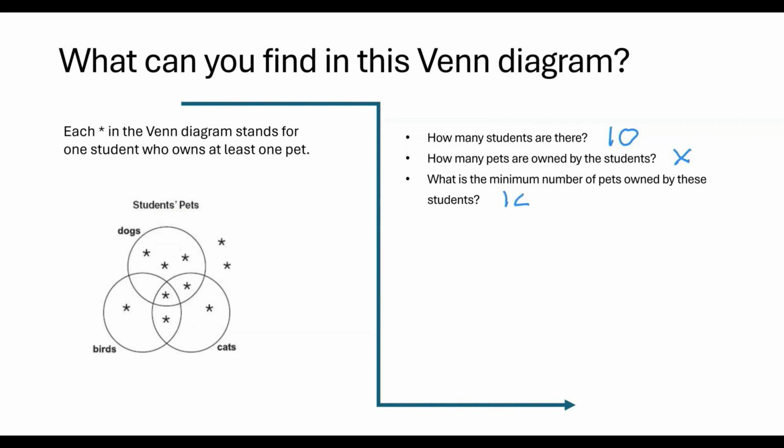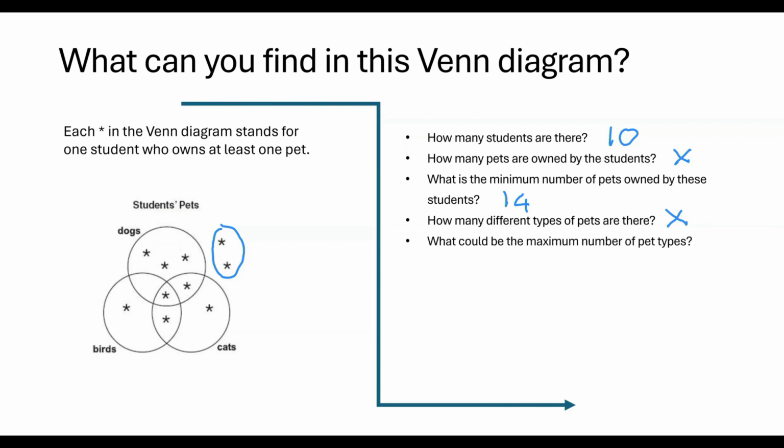So yeah, the minimum will be 14 pets. How many different types of pets are there? Now, this one is easier to answer. We know bird, dog, and cat. The 2 out here, we don't know. How many different types of pet? The 2 out there, we don't know whether the same pet or 2 different pets. So that means no, you can't answer that question.